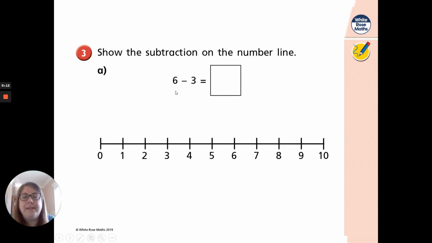So have a go at 6 take away 3 using this number line and your fingers, or perhaps your grown-up can draw you a number line, or you can use the ones from yesterday. Pause the video and have a go.